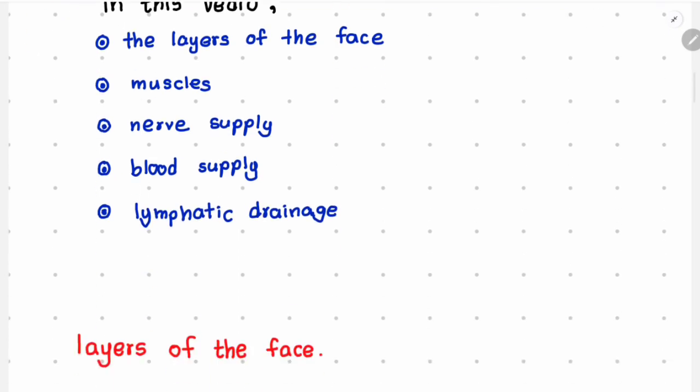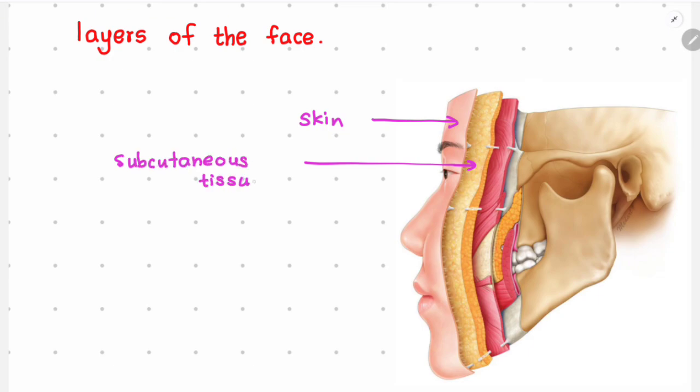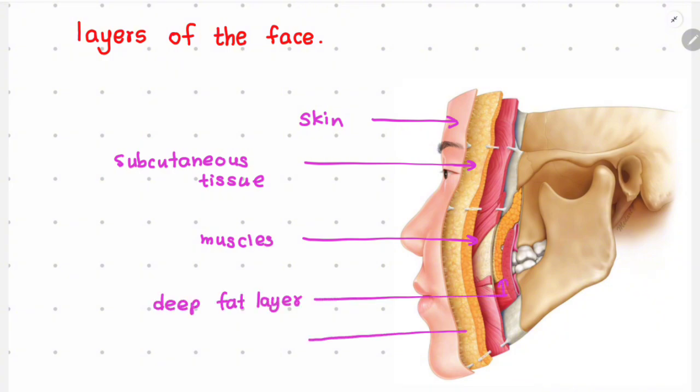Let's start with the layers of the face. From superficial to deep, they are skin, subcutaneous tissue, muscles of facial expression along with the superficial musculoaponeurotic system, deep fat layer, periosteum, and beneath that the facial bones.